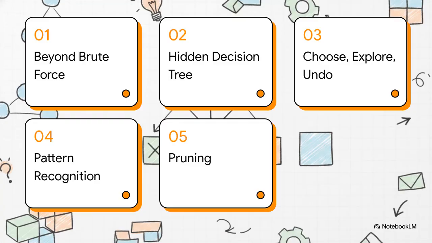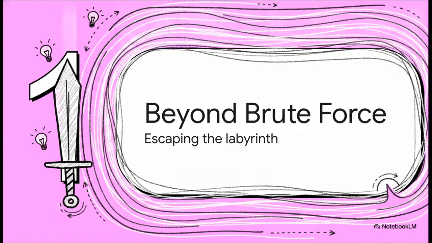To build that intuition, we are going to cover 5 key steps. First, moving beyond brute force. Second, visualizing the hidden decision tree. Third, mastering the choose, explore, undo template. Fourth, nailing pattern recognition. And finally, number 5, the expert advantage of pruning. Let's get into it. Starting off with Section 1, Intuition Beyond Brute Force.